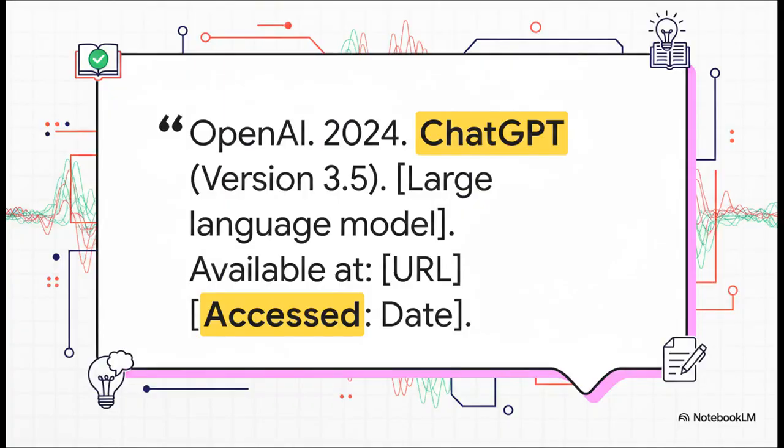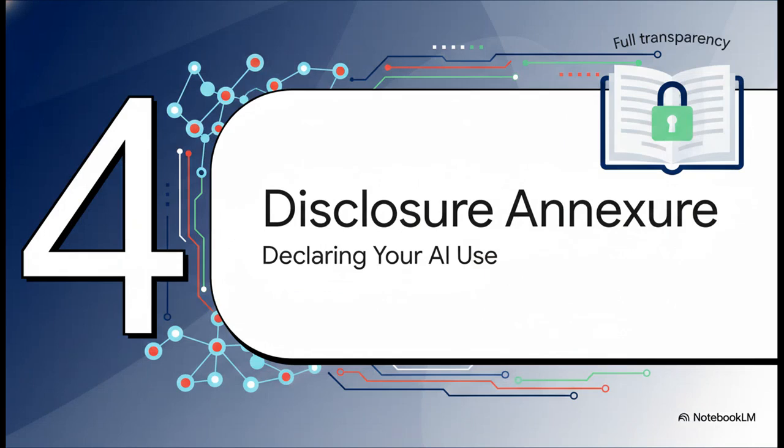And here's exactly what that looks like in the wild. You can see the reference list entry is super clear, it follows that 6-part structure, and the in-text citation, simple and clean, just like any other source, just the author and the year. See, it's that straightforward. But just referencing it isn't quite enough.